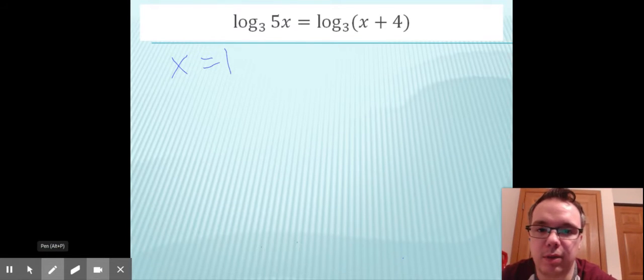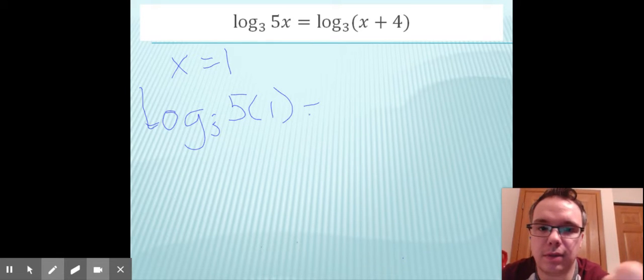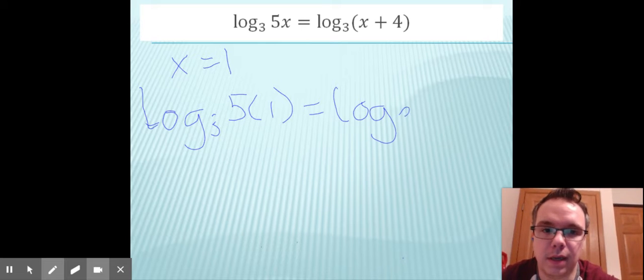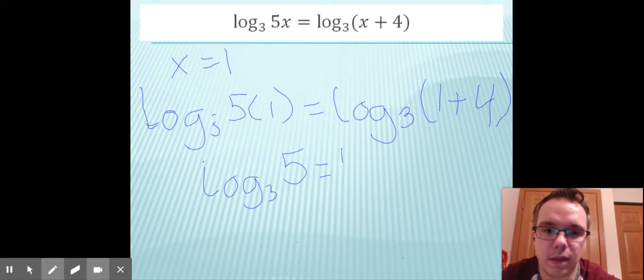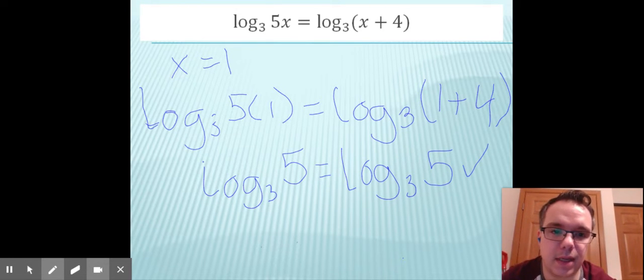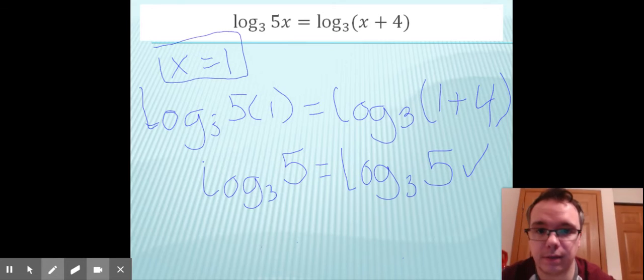So we're just going to check that really quick to make sure it doesn't cause any extraneous solutions. So take log base 3 of 5 times 1 and set it equal to log base 3 of 1 plus 4. So log base 3 of 5 times 1 is 5 is going to equal log base 3 of 1 plus 4 is 5. So we get the same thing. We get the same log. They're both positive. So there's no issue. So x equals 1 is our answer.